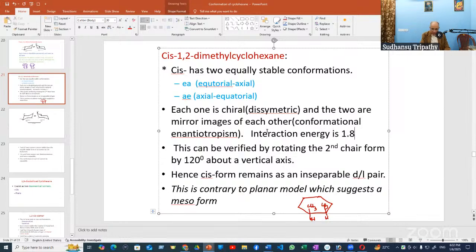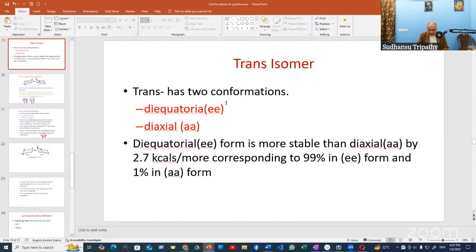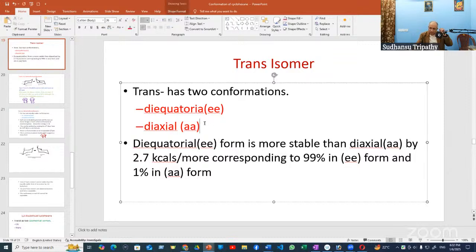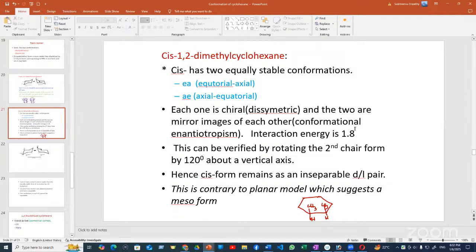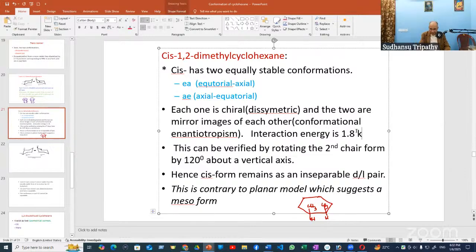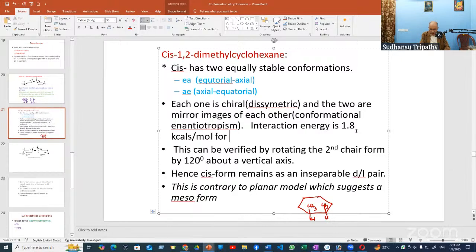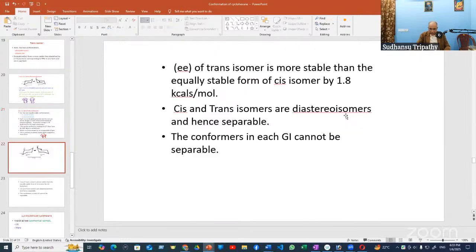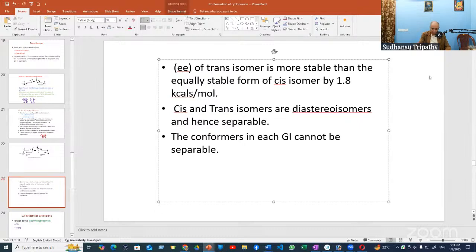is 1.8. Now see, in the diaxial, the interaction energy is 3.6, and diequatorial it is only 0.9, and diaxial is 3.6, and diequatorial is between them is 0.9. So 3.6 minus 0.9 is how much? Is it not 2.7? Yes, sir. So there is a mistake here. It is the 1.8 kilocalories per mole for the axial substituent. So here 2.7, so more stable by 0.9.